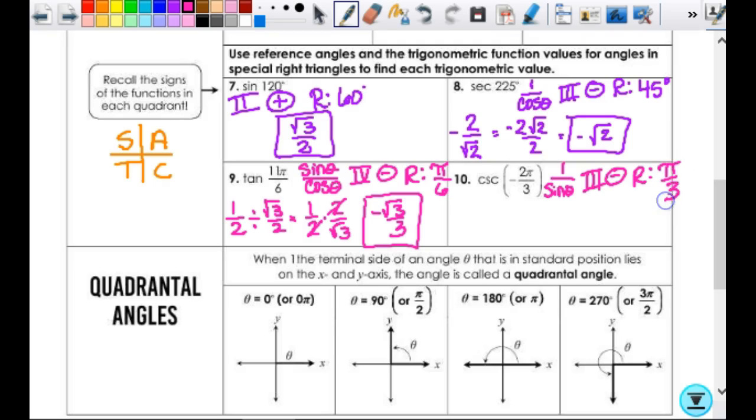Now, just the positive or negative part here has absolutely nothing to do with whether the angle is positive or negative. Those are two completely unrelated things. So yeah, these both happen to be negative, but this isn't negative because this is. This is negative because of the quadrant it lands in. So just make sure you got that down.